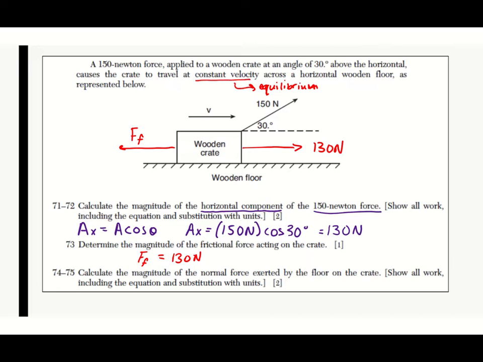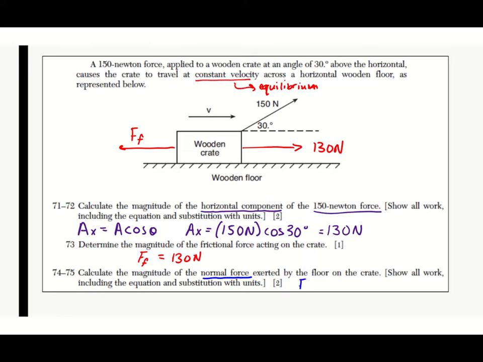All right, and then 74 to 75 will now have us calculate the magnitude of the normal force, which we can calculate through the frictional force. So now our answer from 73 carries over to 74 to 75. So even if you put down an incorrect number, as long as you know that it's going to be used for the next problem, that's correct. You still get points for the 74 and 75.